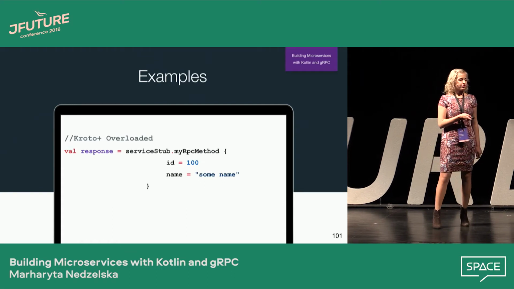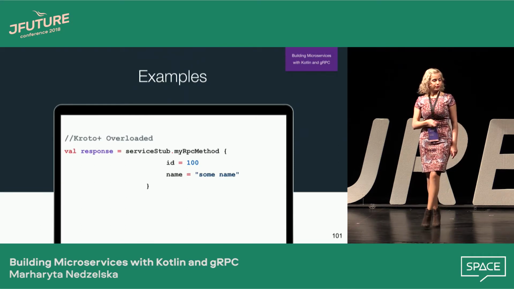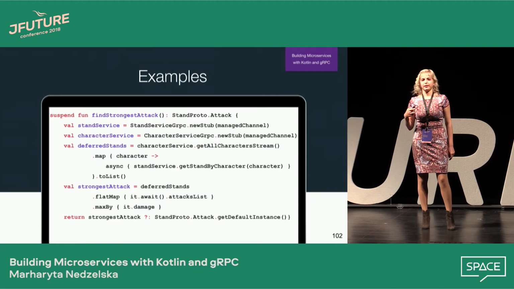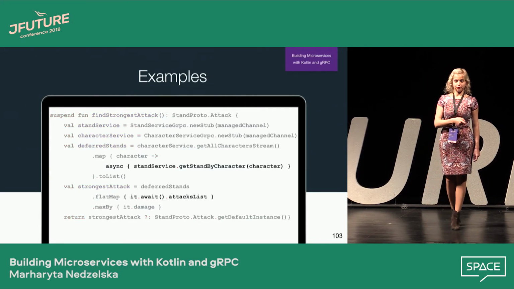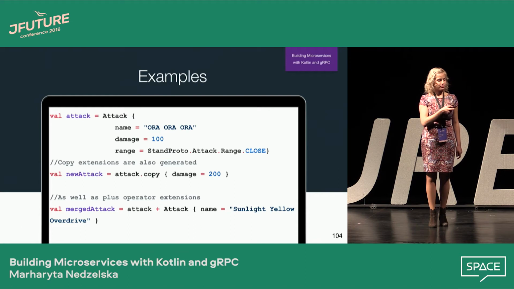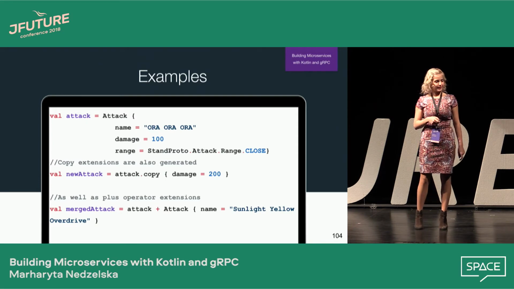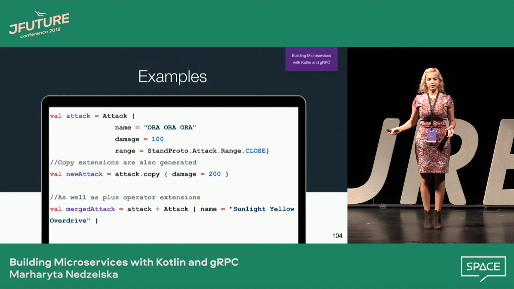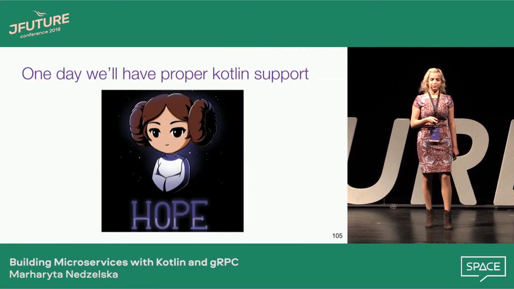What can we do? Using Kroto Plus, we should not create messages using Builder. We can use lambdas. Pretty cool. We can also get all of these benefits from coroutines because methods that are generated are suspend methods. And that's why we can do async await stuff without listenable futures. We also can create some messages without builders. We use only lambdas. And the prettiest thing I see is that we have an operator merge. It's like plus. You can have one entity plus another entity, and they will be merged. So one day we'll have proper Kotlin support.